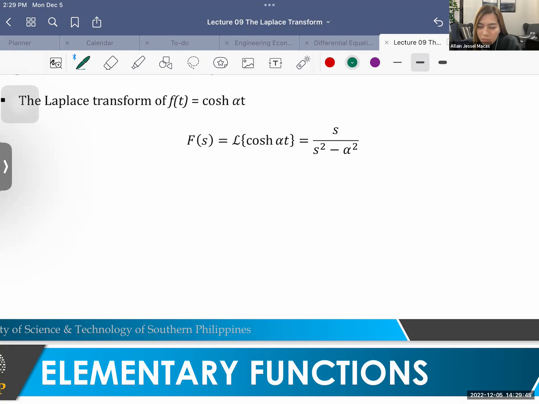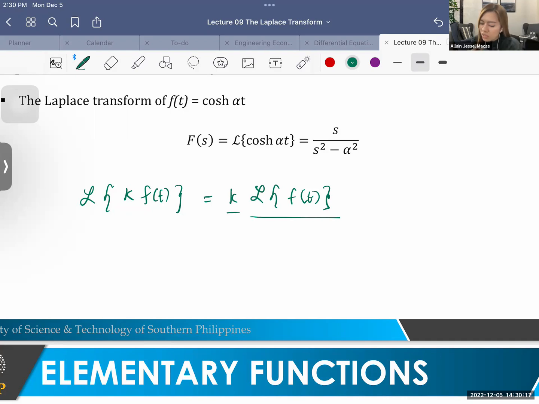We call it the constant multiplication property of Laplace. If we take the Laplace of a constant k times some f of t, in the context of the elementary functions we discussed, then it equals k times the Laplace of that function. Okay? So it's very easy. Get the Laplace transform you're familiar with, and then multiply by k. We call it the constant multiplication property.